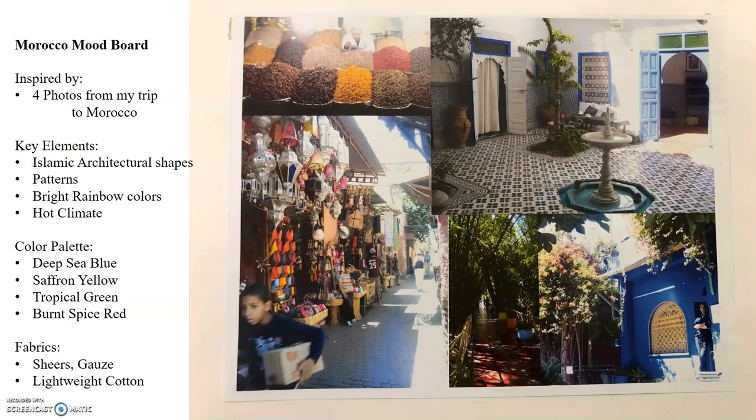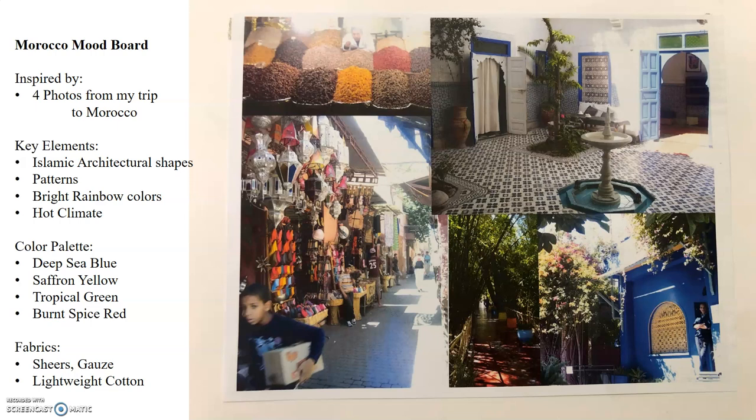So this is an example of a mood board from a trip that I took to Morocco. This is literally just four photos put together in what I thought was an aesthetically pleasing way. They're mashed together in a little collage of my own personal trip. It's showing Islamic architectural shapes, pattern, these bright rainbow colors. Obviously, it's Africa, it's a hot climate. These are the key elements that I'm getting from this that are important. I'm developing a color palette, and I could even start thinking about fabrics that are going to go with this.